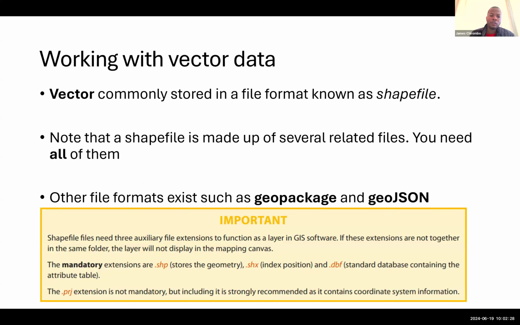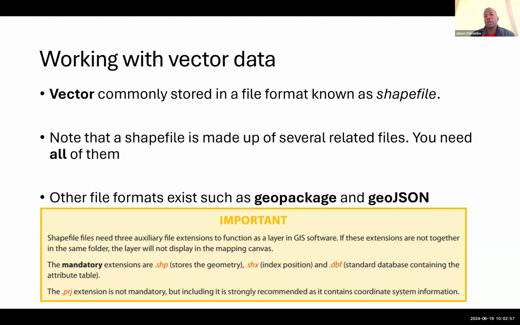And when we are working with this vector data, it is commonly stored in a format known as a shapefile. Just a note here that a shapefile is a set of related files. So when you talk about a single shapefile, it's not just a single file. There are at least 3 files that are required to complete the set of files.